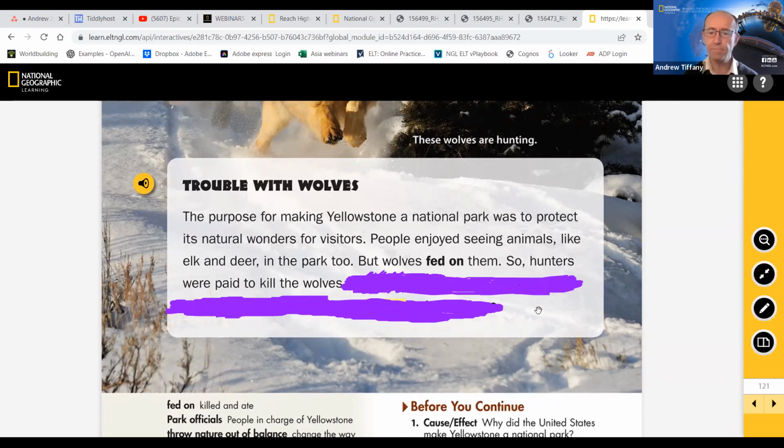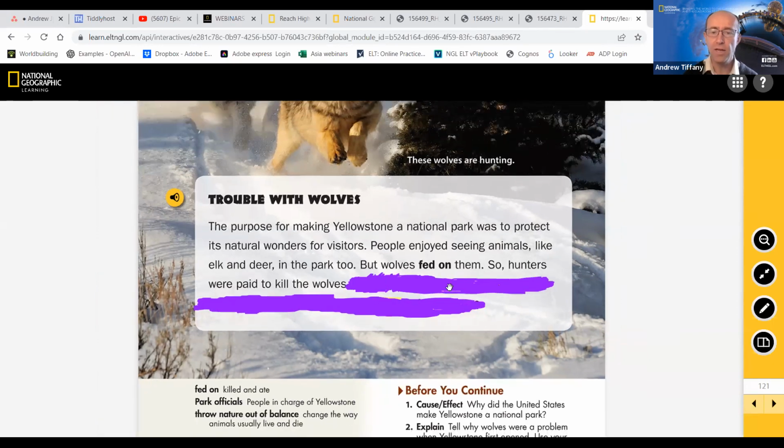What do you think goes under here? Do you have any idea what might go under there? Any ideas? What's under the purple here? Oh, something about disrupting the ecosystem, Jason. I like it. Nice. The wolves became fewer. The wolves became fewer because hunters were paid to kill the wolves. Yeah, that could be true, right? Now, I'm not going to uncover that one just yet. I'm going to uncover all the others, but this one sentence is a little different. We'll look at that one at the end. Okay. Good. Let's go to the next page.